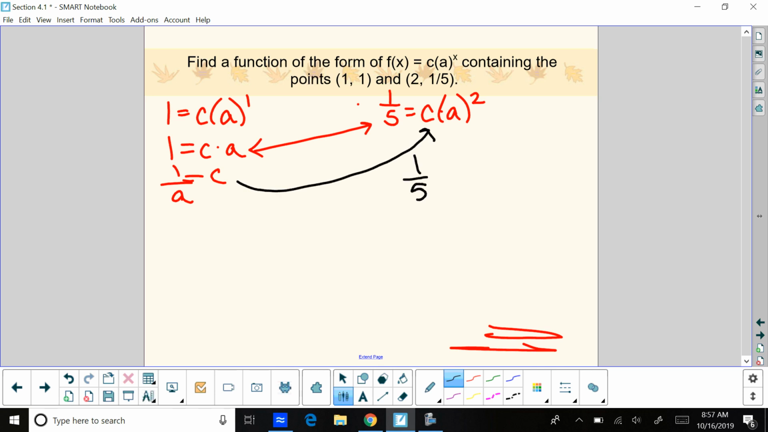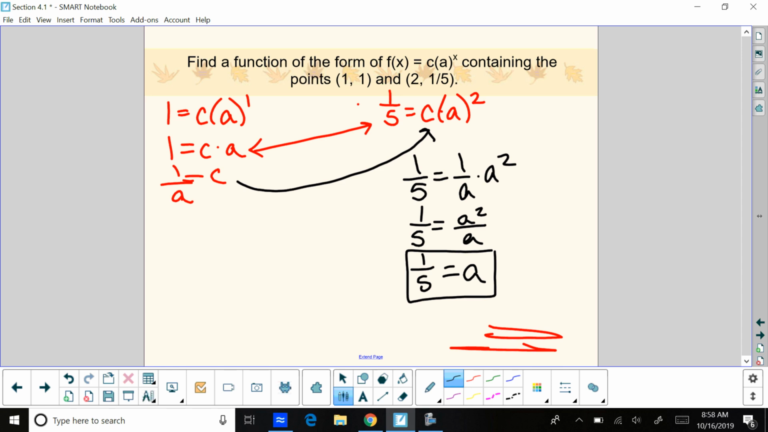So 1/5 equals 1 over A times A squared. What is 1 over A times A squared? A squared over A, which reduces to A. So 1/5 is A. What do I still need? C. So you can go back to the other equation. I have 1 over 1/5, which, dividing by a fifth is the same as multiplying by 5. Or you can type that in your calculator and you'll see that C equals 5.